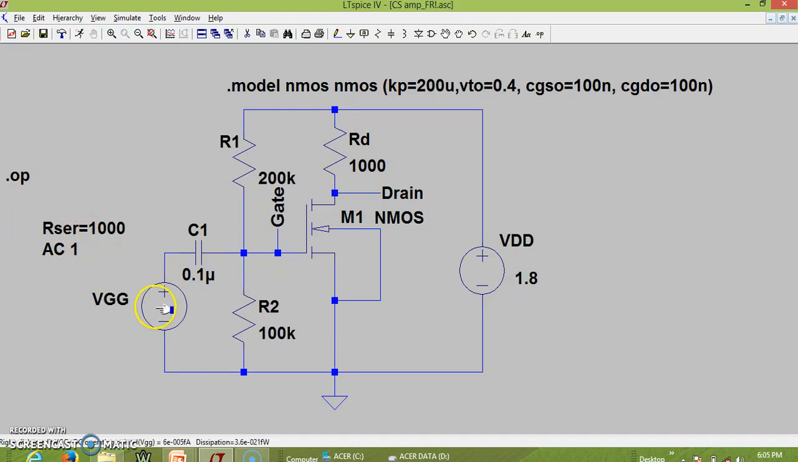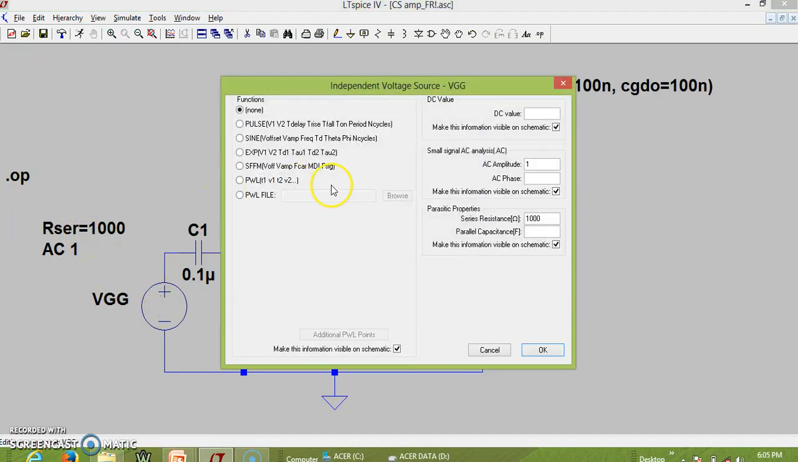And you can see there is an AC source. Because we are supposed to sweep the frequency, I cannot use V sine. The AC amplitude is given as 1. Now the question is, why is the AC amplitude 1? Why not 0.1, something like that?